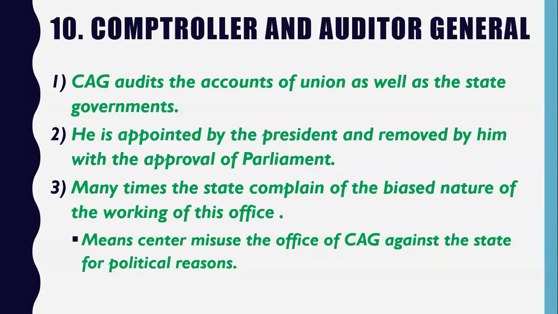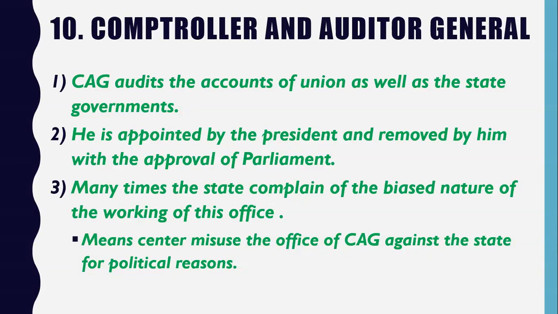Okay, and who has the power to remove him? Definitely the President has the power to remove him, and the President needs the approval of Parliament to remove the CAG. And what is Parliament? Parliament is the legislature of the Union government, the legislature of the central government. So who has more influence over the office of the CAG? Definitely the central government has the power to remove the CAG, and the power to appoint the CAG. So the CAG is highly influenced by the central government.